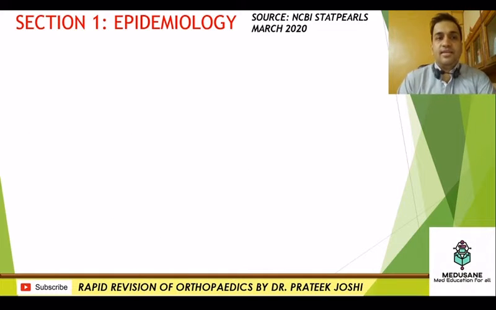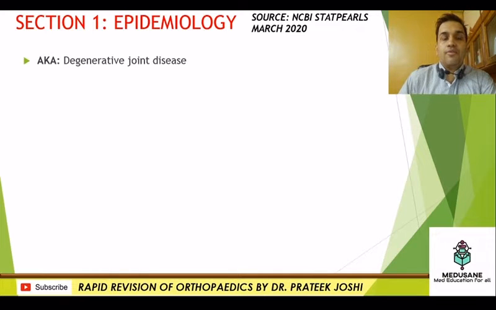Now this is the first section of the topic, that is epidemiology of osteoarthritis knee. For all the final year students and NEET aspirants, this page is an MCQ gold mine. So please write down all these topics which are there in the page. I have sourced these from none other than NCBI StatPearls, which is the gold standard reference for all these pieces of data, and this has been updated as of March and April 2020.